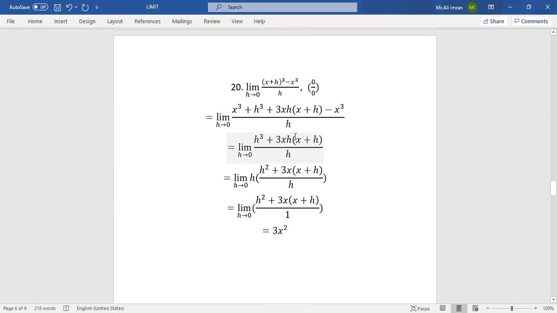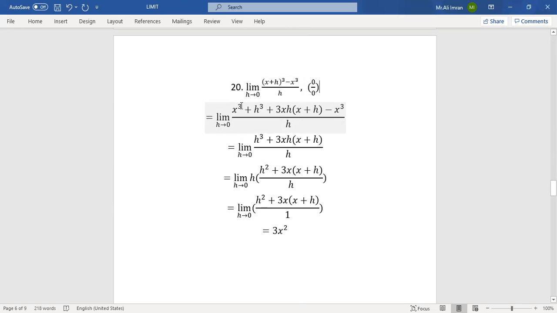Let's solve another question of the limit. Limit h approaches 0, x plus h whole power 3 minus x cube, divided by h. Here if we put the limit, x cube minus x cube will cancel, so from the numerator we have 0, and the denominator is 0, and this is a 0 by 0 form, that is an indeterminate form. We will simplify this by opening the cube: x cube plus h cube plus 3xh into x plus h minus x cube.